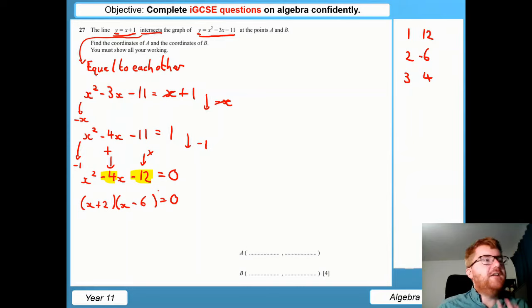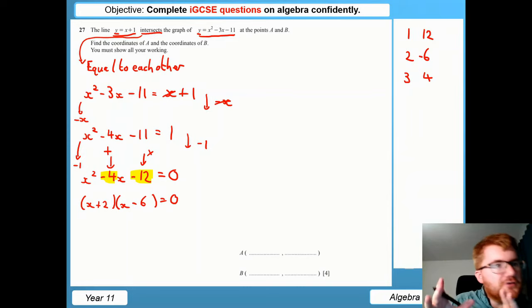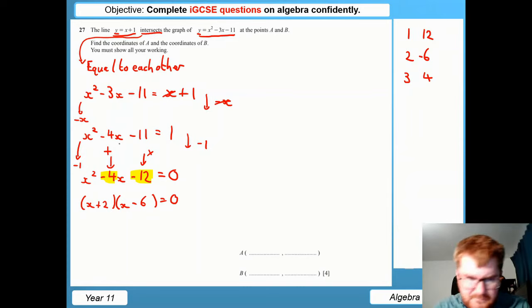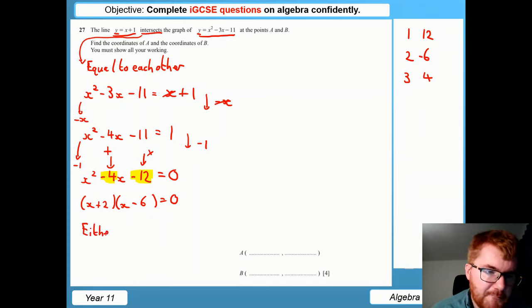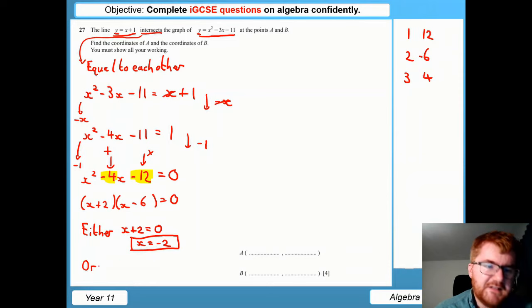This is the easiest way of solving. Try not to go straight to the quadratic formula. Do at least think about trying to factorize. Now, we have two brackets here, and they are equal to 0. So if you have two things multiplied to give you 0, that means either one bracket is 0, so x plus 2 is 0, which then means that x is equal to minus 2. Or, and this is the alternative, the other bracket, x minus 6 is equal to 0, in which case then x is equal to 6.